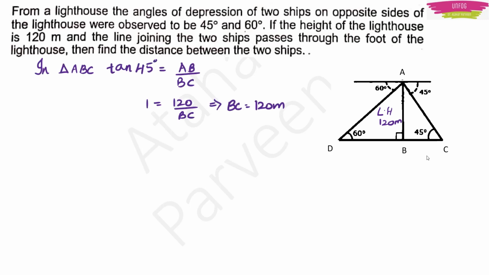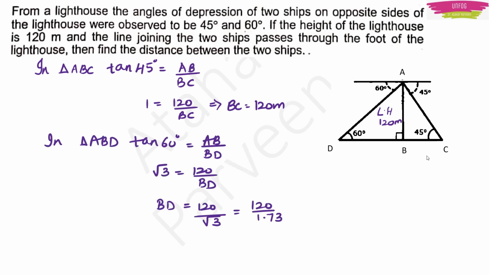So here in this triangle ABC, tan 45 degree will be equal to opposite side by adjacent side, that is AB upon BC. We know that tan 45 degree is equal to 1. AB is the height of the lighthouse which is 120 meter and is given, and we will find BC with this as 120 meter only. Now in triangle ABD, tan 60 degree also will be equal to opposite side upon adjacent side, that is AB upon BD. We know that AB is 120 meter and tan 60 will be root 3. With this we can find BD.